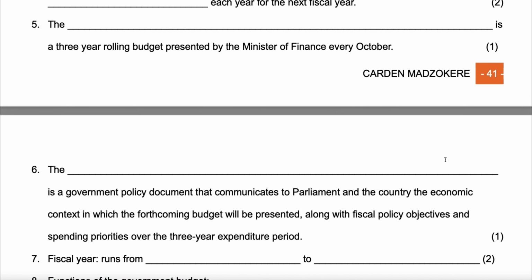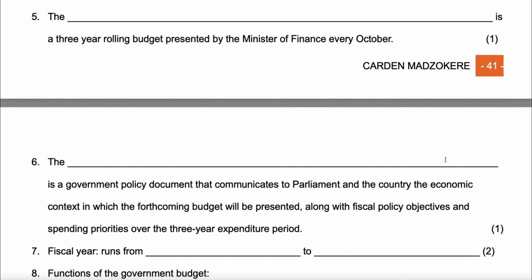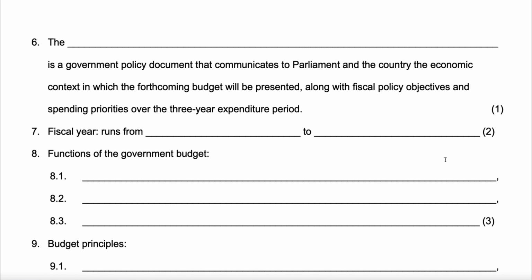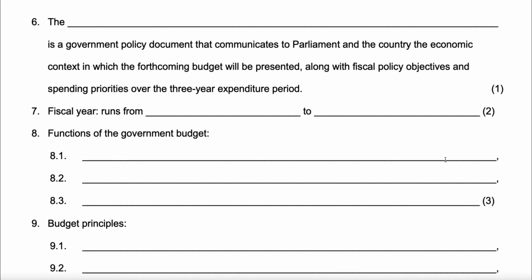Right, then number 5. On number 5, we say what is a 3-year rolling budget. Okay, that would be the medium-term expenditure framework, MTEF. Now, it's usually confused for number 6. So number 6, that will be your medium-term budget policy statement. So now this one is a government policy document that communicates to Parliament and the country the economic context in which the forthcoming budget will be presented, along with fiscal policy objectives and spending priorities over a 3-year expenditure period.